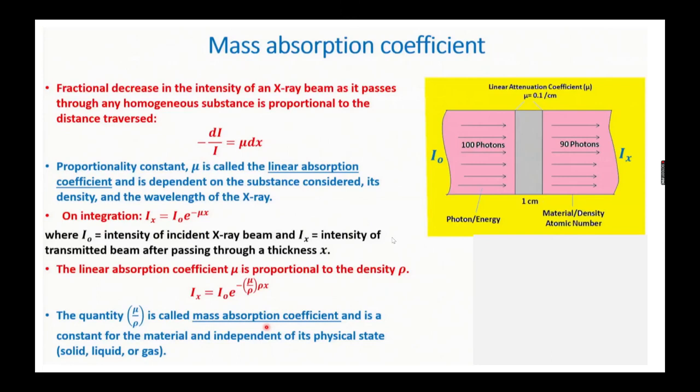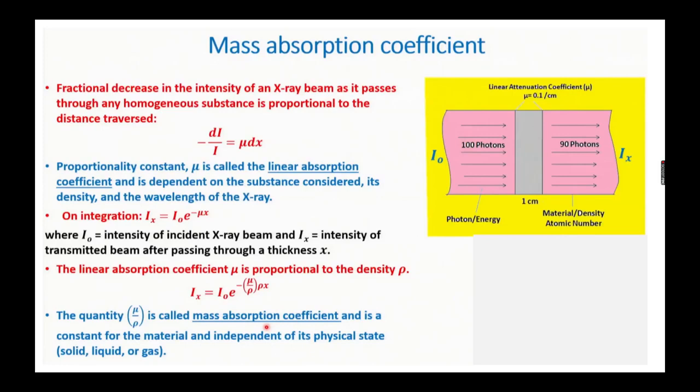But also, suppose you vary the thickness. Here you can see the mass absorption coefficient, mu by rho, is called the mass absorption coefficient and is constant for the material and independent of any physical state, whether liquid, solid or gas. So C, okay, so C is what? Here it is saying the absorption coefficient mu is proportional to the density.